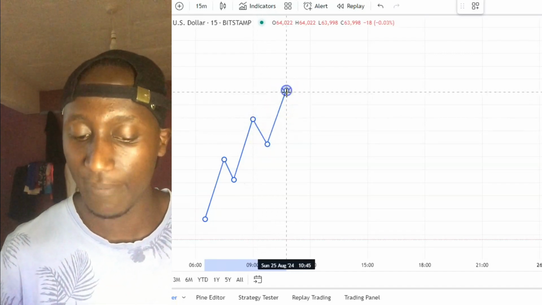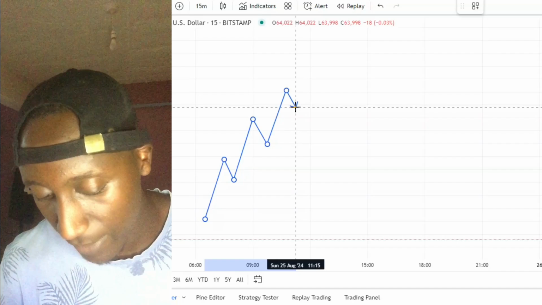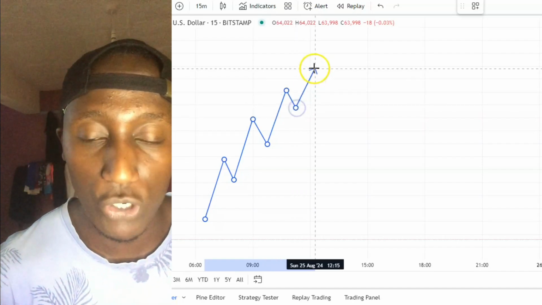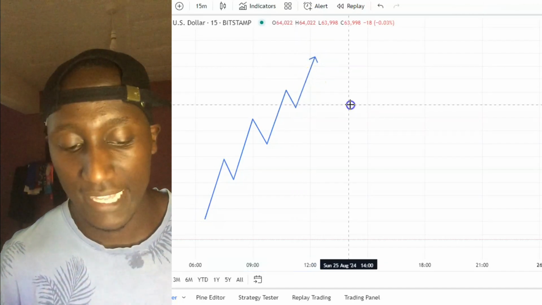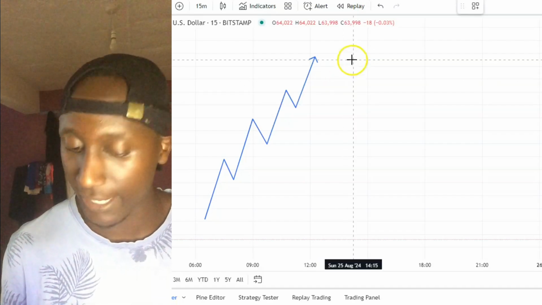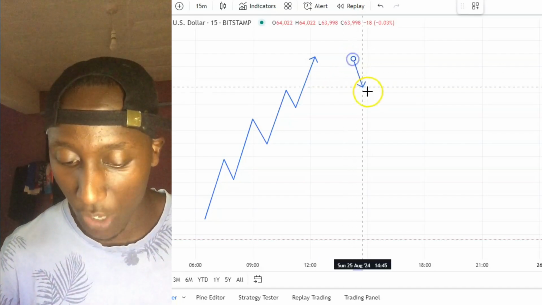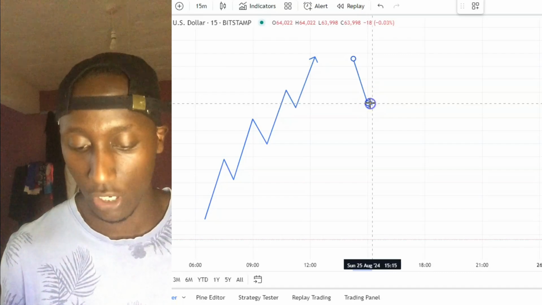They are pushing the market. Even though the sellers push the market down a little bit, they continue going higher. And then we have a selling market or a downtrend where we have sellers who are strong.